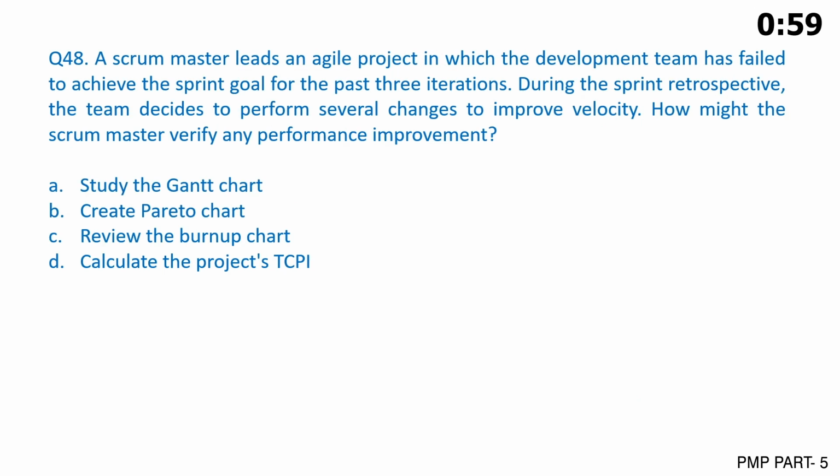A Scrum Master leads an Agile project in which the development team has failed to achieve the sprint goal for the past 3 iterations. During the sprint retrospective, the team decides to perform several changes to improve velocity. How might the Scrum Master verify any performance improvement?